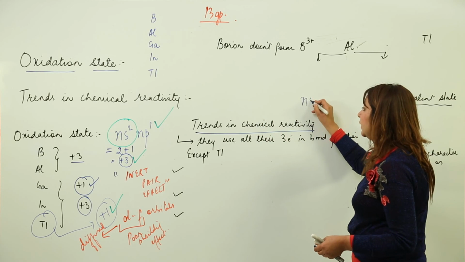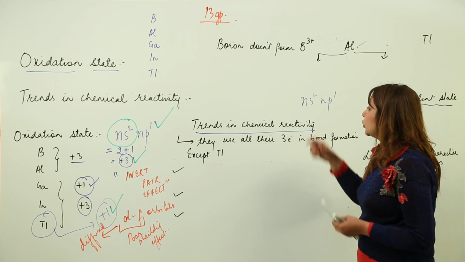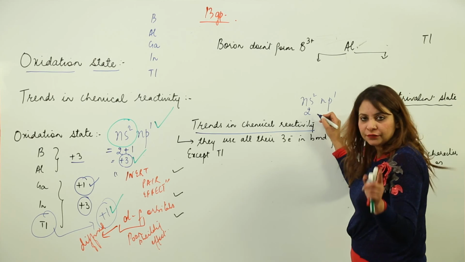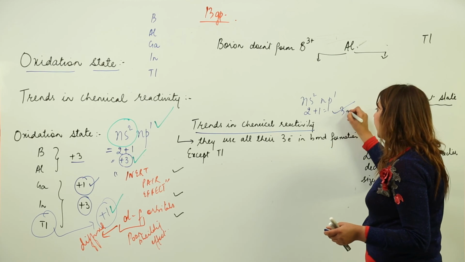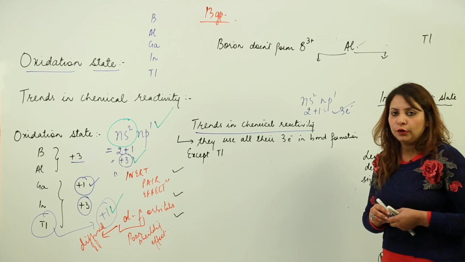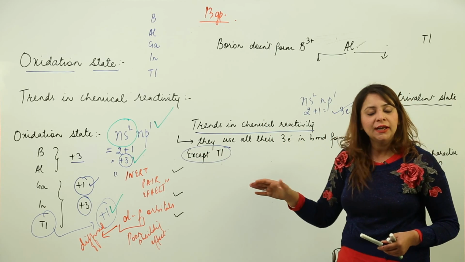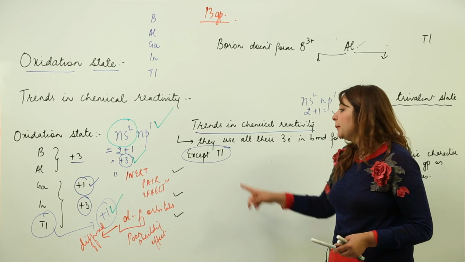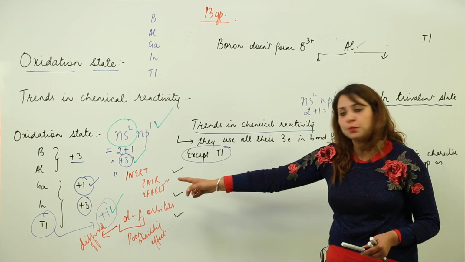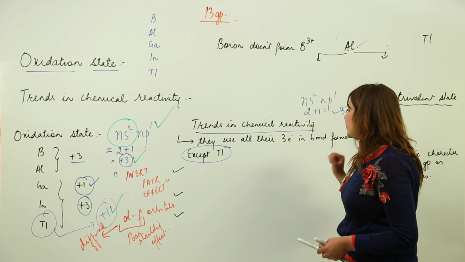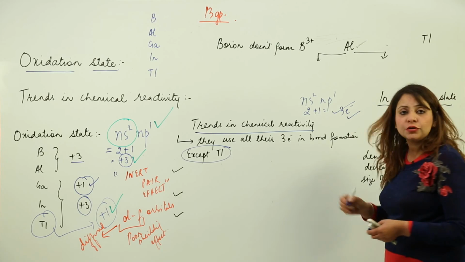As you know, the general configuration we have already discussed is ns2 np1. That means this group is going to use 2 electrons from the s orbital and 1 from the p orbital in bond formation, so in total they use 3 electrons. Except thallium, all of them make use of all these 3 electrons, but thallium doesn't use all its 3 electrons, the reason being the inert pair effect we have already discussed. So in the 13th group, the 3 electron participation is more favored.